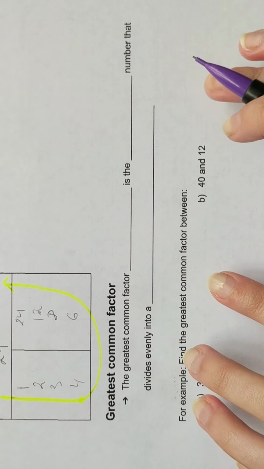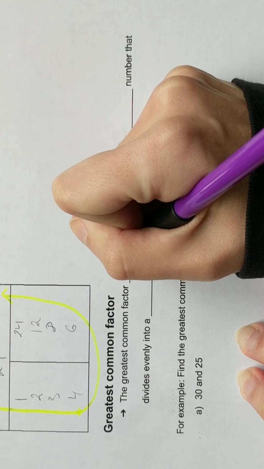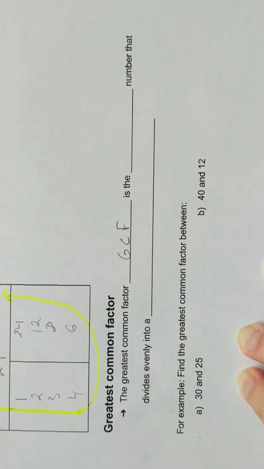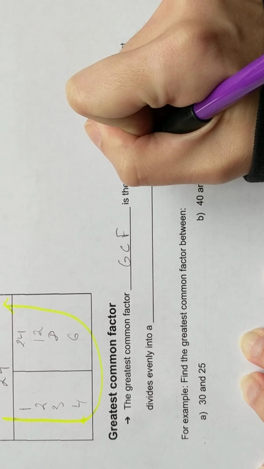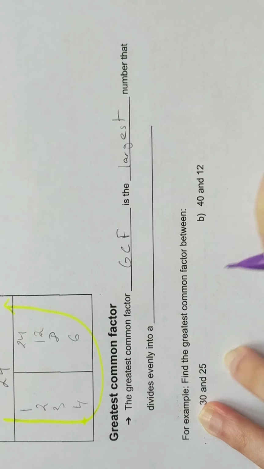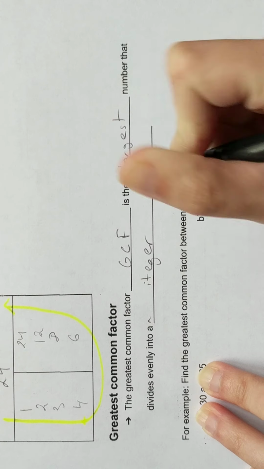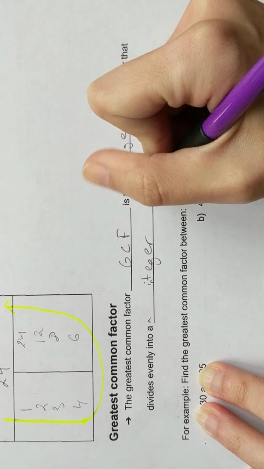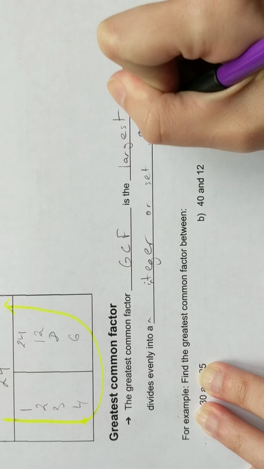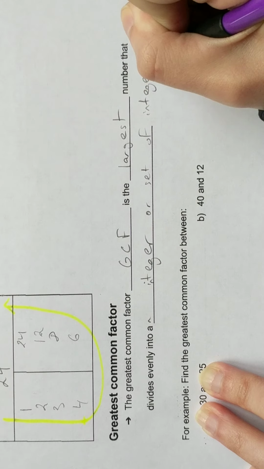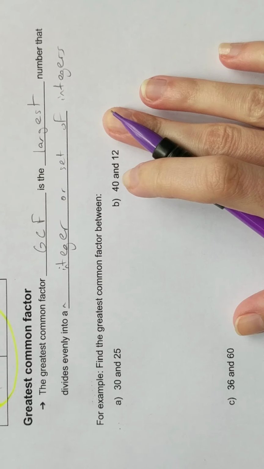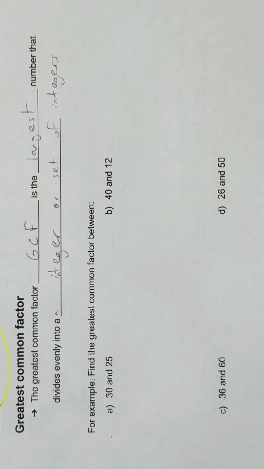Remember that the greatest common factor, okay, we call that the GCF, is the largest number that divides evenly into an integer, or set of integers. So let's see some examples here. 30 and 25. We are looking for the greatest common factor between those two things, so we need to start by listing off all of their factors.